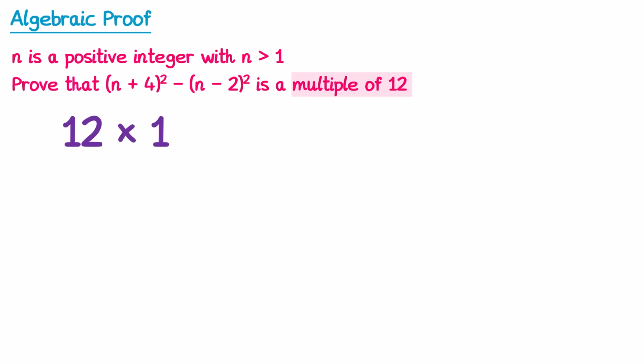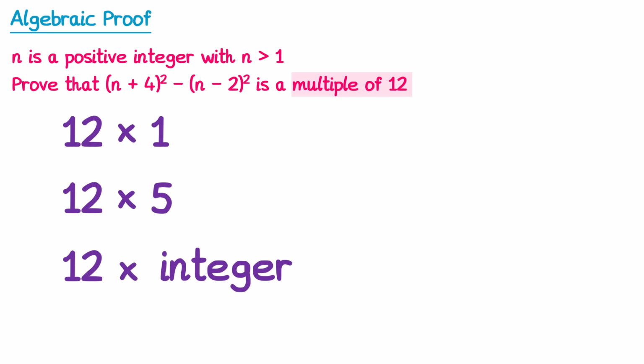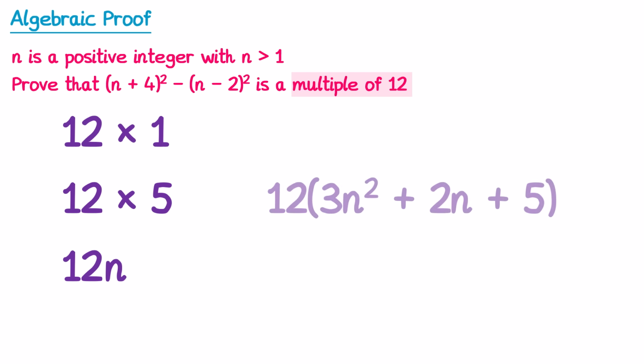For example, 12 times 1 is 12, that's a multiple of 12. 12 times 5 is 60, that's a multiple of 12. In fact, 12 multiplied by any integer will give a multiple of 12. Since in this question we're told that n is an integer, we could replace the word integer here with n. So 12 times n, which is 12n, must also be a multiple of 12. In fact, 12 multiplied by 3n squared plus 2n plus 5 will also be a multiple of 12. This is because 3n squared plus 2n plus 5 must be an integer, and 12 multiplied by any integer will give you a multiple of 12. We're going to use this idea in this proof.